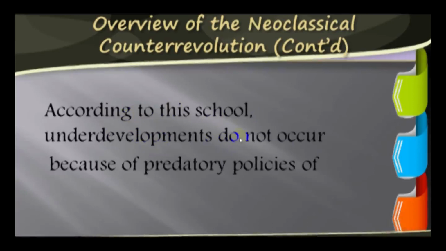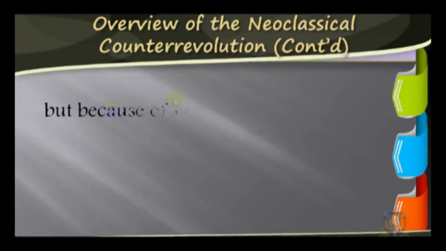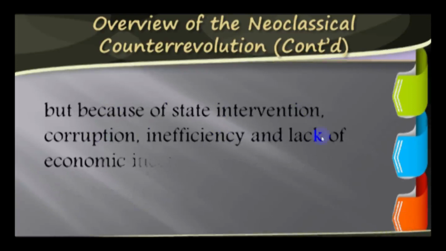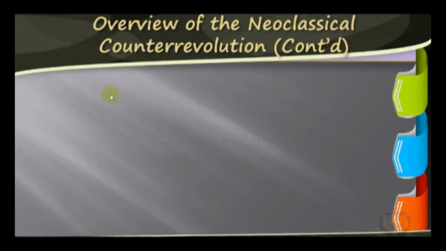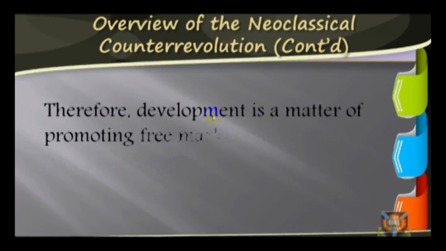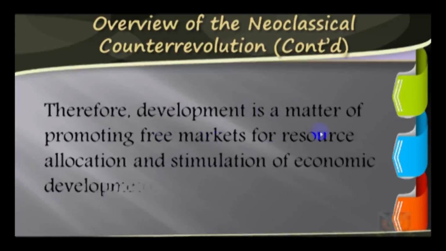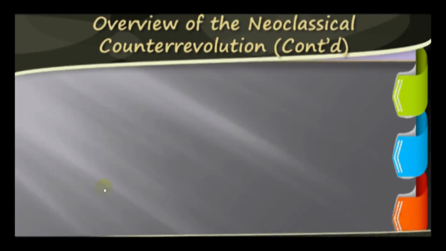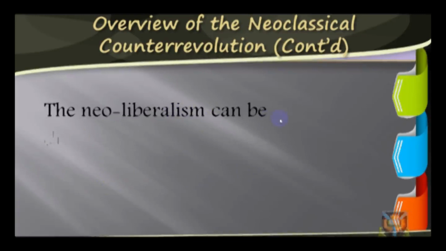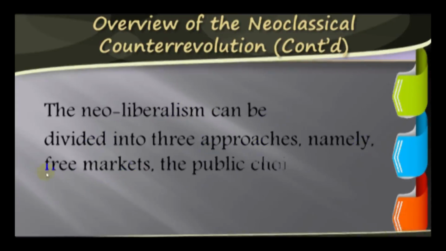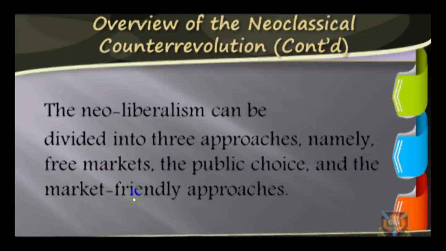According to this school, underdevelopment does not occur because of predatory policies of developed countries, but because of state intervention, corruption, inefficiency, and lack of economic incentives. In this view, therefore, development is a matter of promoting free trade for resource allocation and stimulating economic development. Neoliberalism can be divided into three approaches, namely free market, the public choice, and the market-friendly approaches.